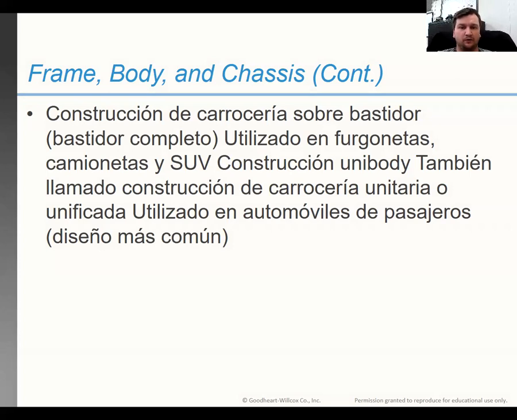You have body over frame construction, known as full frames. This is mainly used on vans, pickup trucks, and SUVs nowadays. Older cars used to use that. They don't anymore. To save weight, they use what is called unit body construction. It's also called a unibody or unitized construction. It's used on passenger cars. It's the most common design. It saves a lot of weight and makes the car easier and faster to manufacture. It also makes it cheaper because of that. So that's why you see it a lot on cars.